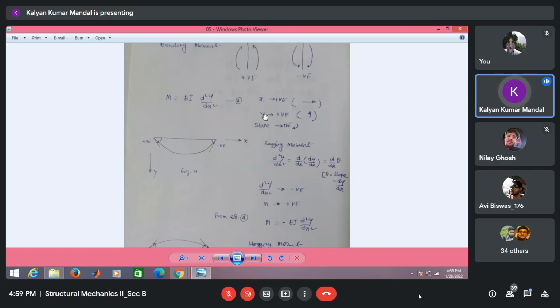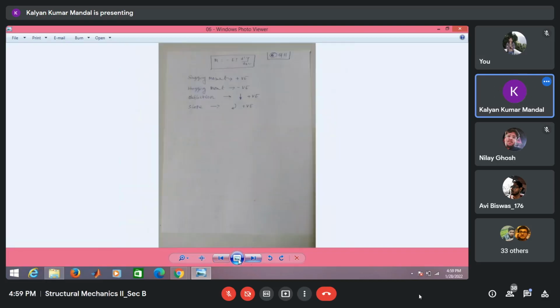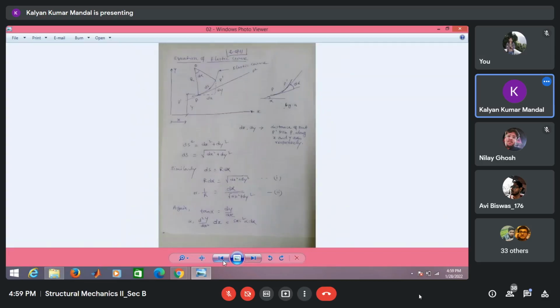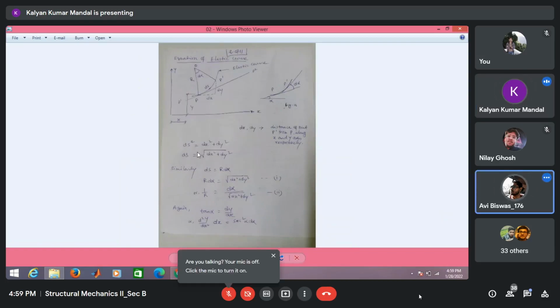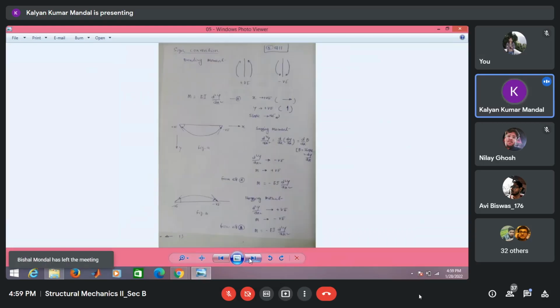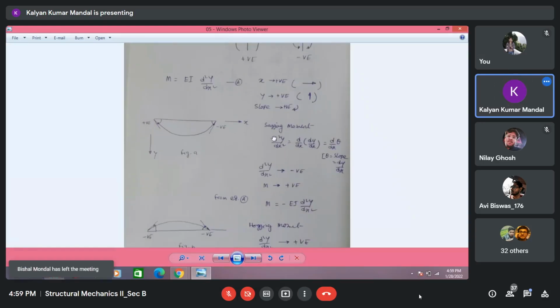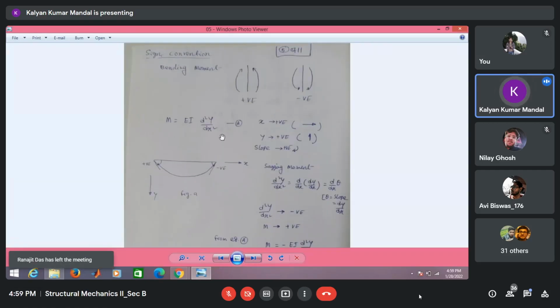When we derived M is equal to EI d2y/dx2, look at what we considered. My x-axis was positive in this direction, and the y-axis was positive in this direction, okay? For the expression M is equal to EI d2y/dx2 and equation A, the axis system is: x is positive from left to right, and y positive is vertically upward, that's why we put the vertically upward sign here.